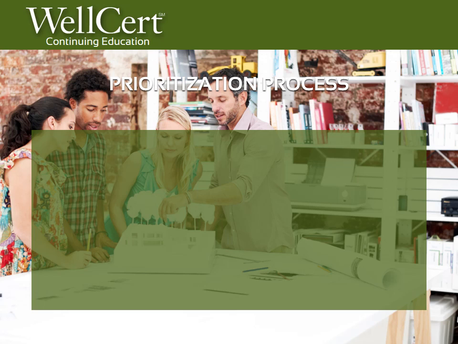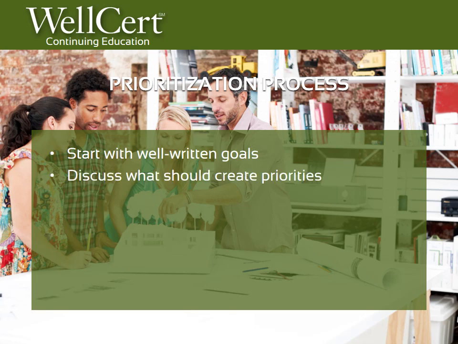Now, the prioritization process that I've used over the years is this. You start with well-written goals. So you have a set of goals that you're looking at. They're not prioritized. They're just listed in some order, but the order doesn't have a priority meaning or importance connected with it. But you start with well-written goals. We've given you two sets of examples around how you might write those goals.